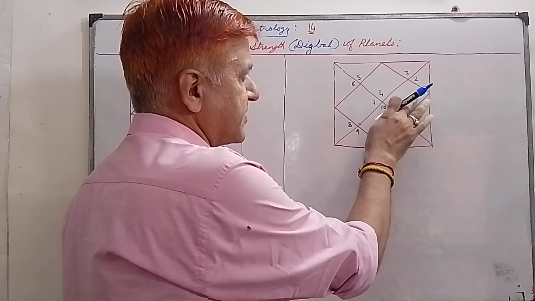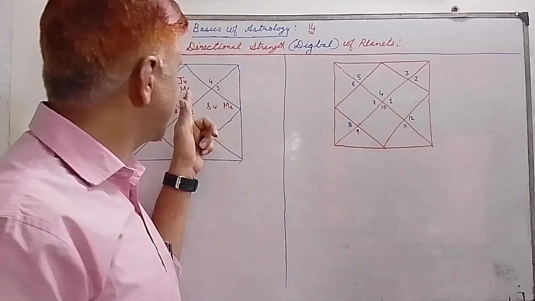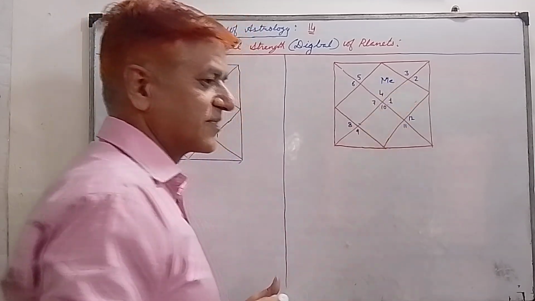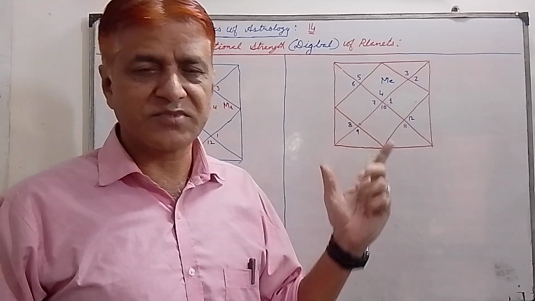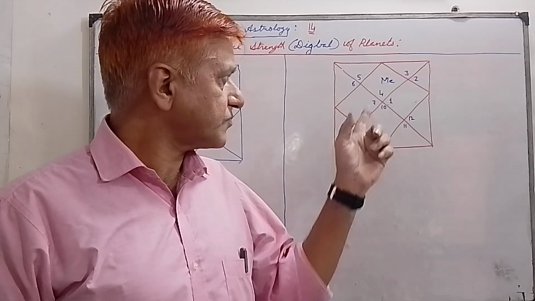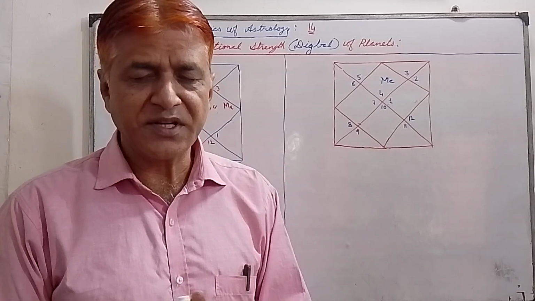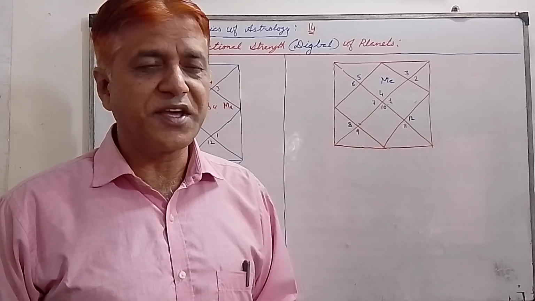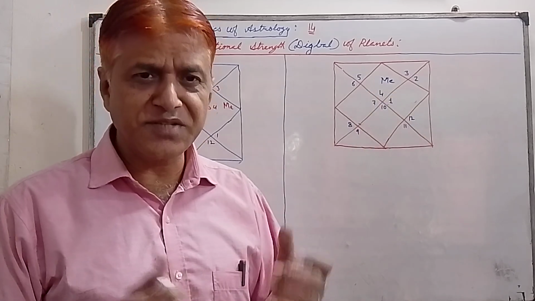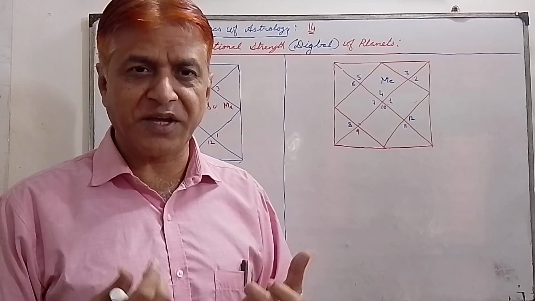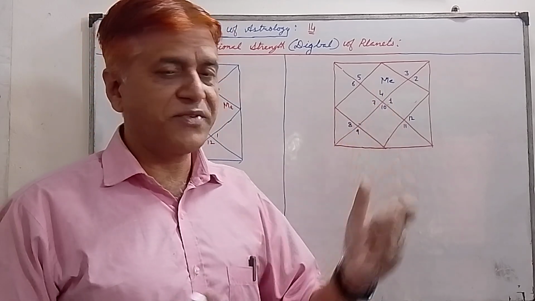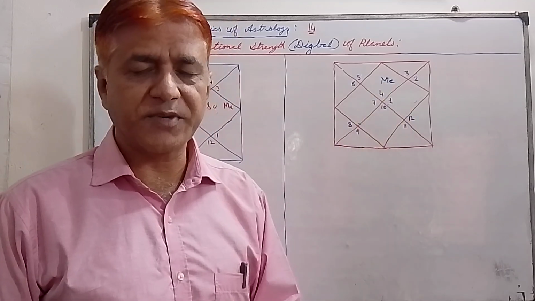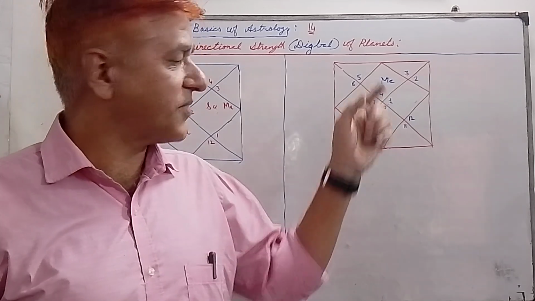After that we have Mercury. Mercury gets directional strength in first house. If Mercury is posited in first house, Mercury represents intelligence. The person will be highly intelligent. His communication skill will be very high and very good, and if he is in business, he will be a very good businessman. So these are the characteristics of a person whose Mercury is in first house.